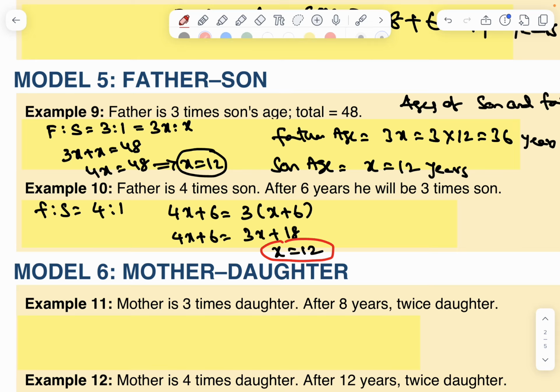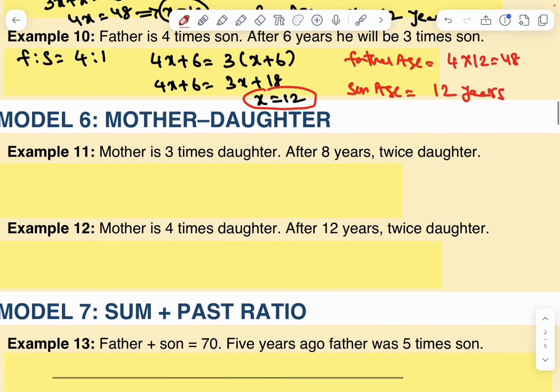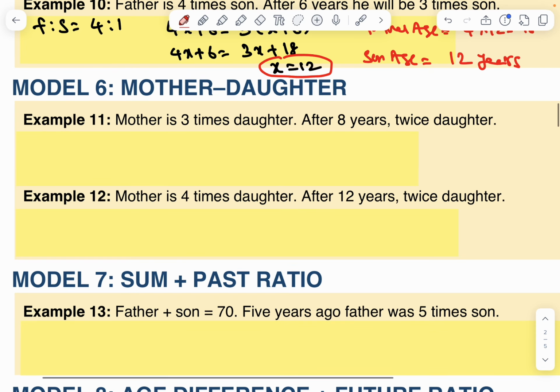Therefore, what is the father's age? Father is 4 into 12, 48 years. And son's age is 12 years. Next question.